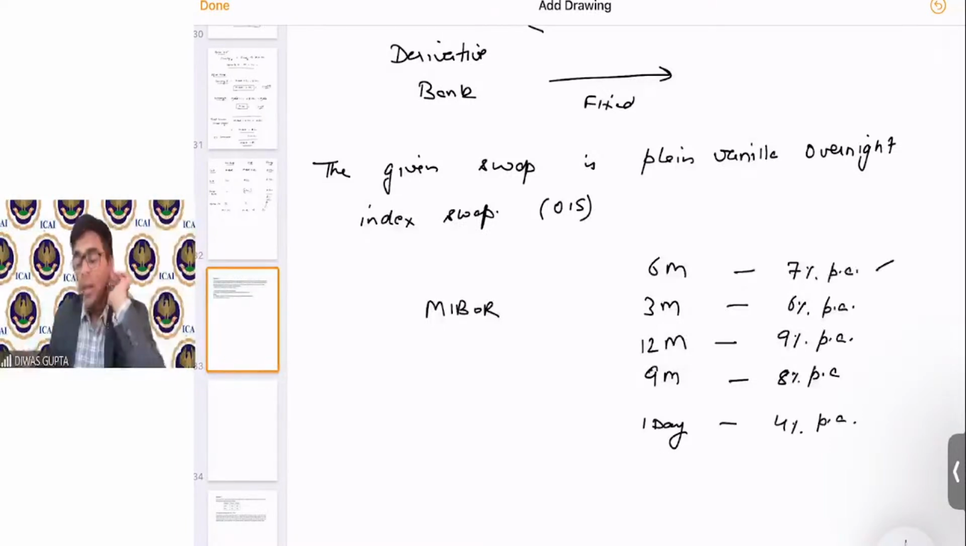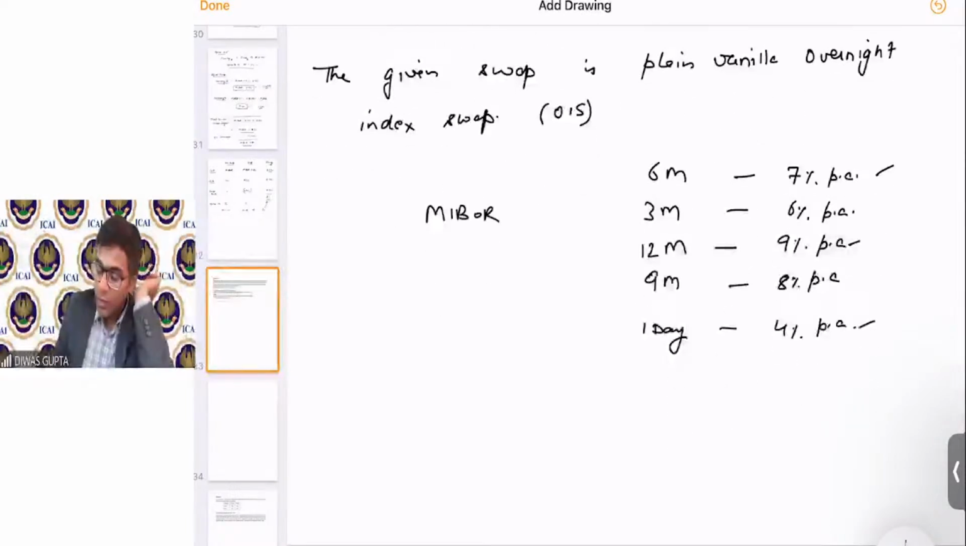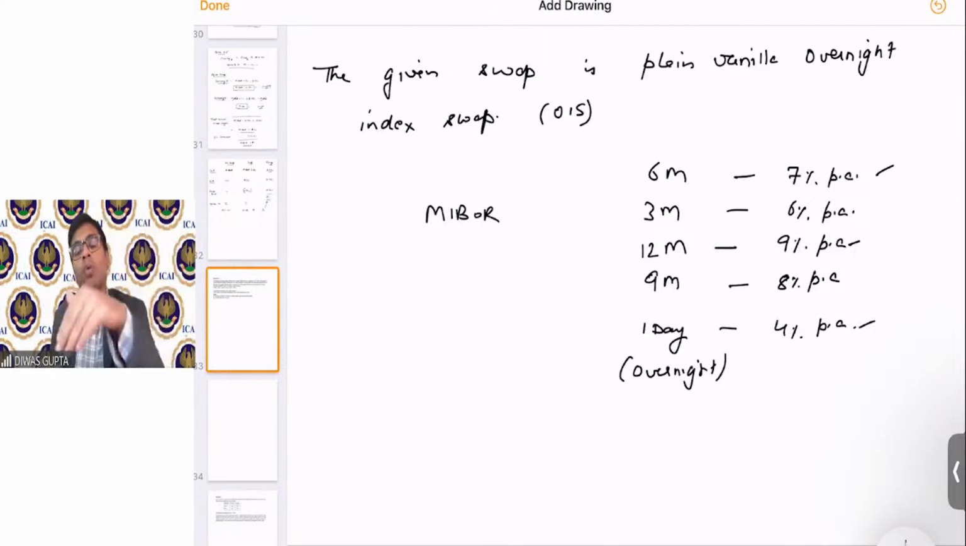Yes, if I want to borrow for 12 months, I will be charged 9% per annum. If I take it only for 1 day, which we also call overnight, overnight means today I'm borrowing, tomorrow I will return. It is very less, 4% per annum.